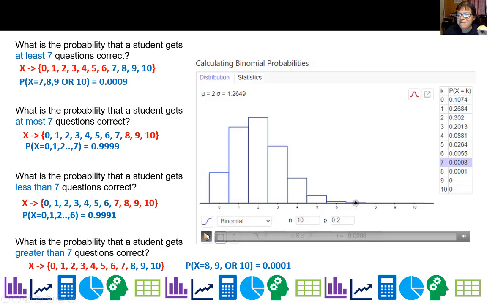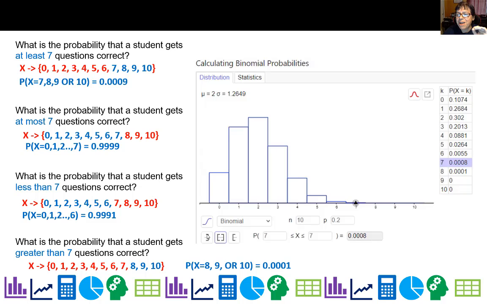Now, let me show you why I love GeoGebra. I can actually scroll through here. So there's 7, and there's a little arrow. You can actually click it, and I go, oh, there's 7 through 10. There's my answer, 0.0009. I don't even have to add them up. It does it for me.